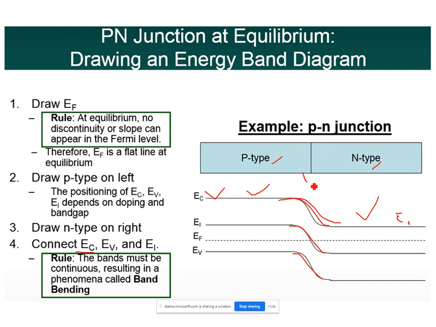Why do we have to connect them? Because they are already connected, right? P and N, they are already connected. And similarly, the EV also we need to connect, but there is no bending or any discontinuity in the Fermi energy level. This rule we are following, right? So the bands must be continuous. Yes, this is also one rule.